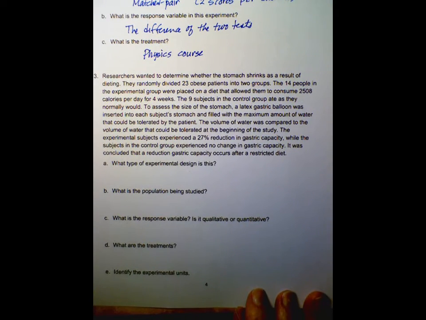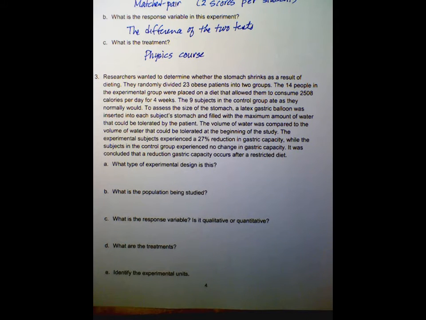Okay, last example. The researchers wanted to determine whether the stomach shrinks as a result of dieting. They randomly divided 23 obese patients into two groups. The 14 people in the experimental group were placed on a diet that allowed them to consume 2,508 calories per day for 4 weeks. The 9 subjects in the control group ate as they normally would.